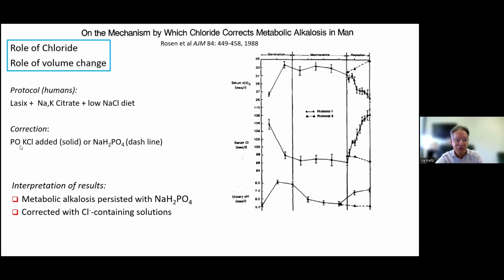And they did two sort of corrections. They gave either potassium chloride or they gave sodium phosphate. It's a bit of a messy study because there's all these different ions, but you can see here that they generated the metabolic alkalosis. This is the total CO2 concentration from the metabolic panel from 27 up to 33. They got a nice maintenance phase for a few days. And then they gave the KCl, and you can see the bicarbonate coming down. Again, no sodium. But when they gave the sodium with phosphate, nothing happened. So chloride, in this study too, you can't rule out potassium, but seemed to be what was going on here.